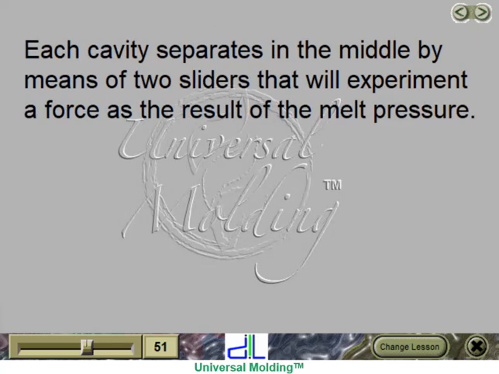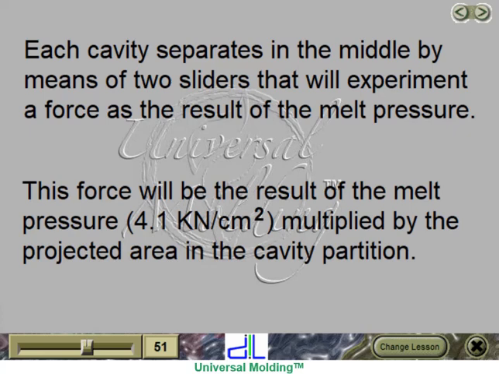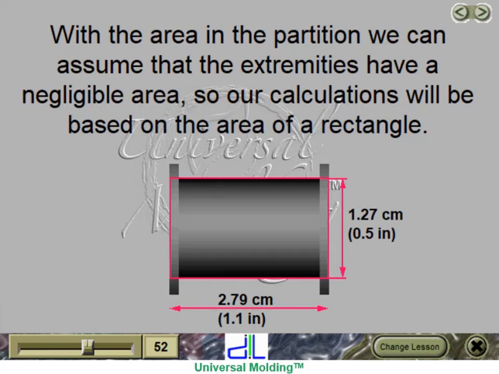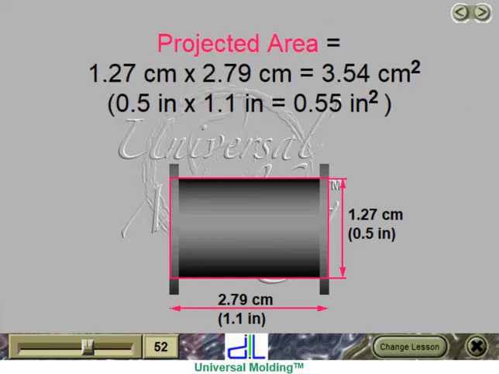The simplified animation below illustrates how the cavity separates in order to free the molded part. Each cavity separates in the middle by means of 2 sliders that will experience a force as the result of the melt pressure. This force will be the result of the melt pressure, 4.1 kilonewtons per square centimeter, multiplied by the projected area in the cavity partition. With the area in the partition, we can assume that the extremities have a negligible area, so our calculations will be based on the area of a rectangle. In this case, the projected area will equal 3.54 square centimeters, or 0.55 square inches.